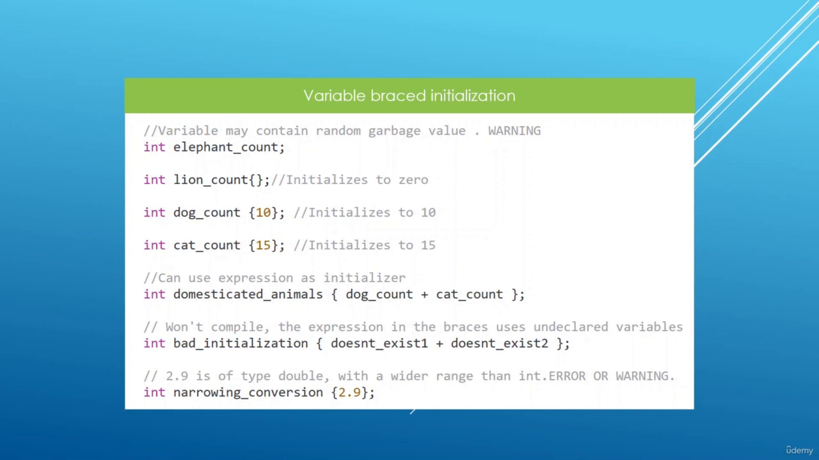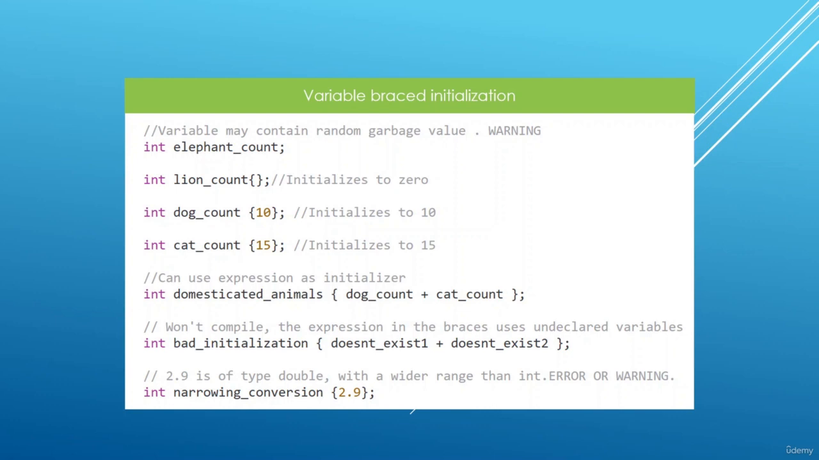Another way we can define integers in our C++ program is this statement here that declares a variable called lion count. It's going to initialize to 0. If we use curly braces like this, it's going to initialize to 0 by default. We can also explicitly put in a value. We can do the same with cat count, and we can use these variables to do operations. For example, we can declare another variable, and it is going to store the number of domesticated animals, and we're going to add up the numbers for dogs and cats, and we're going to store the result of that in our variable that is called domesticated animals. This is something you can do.